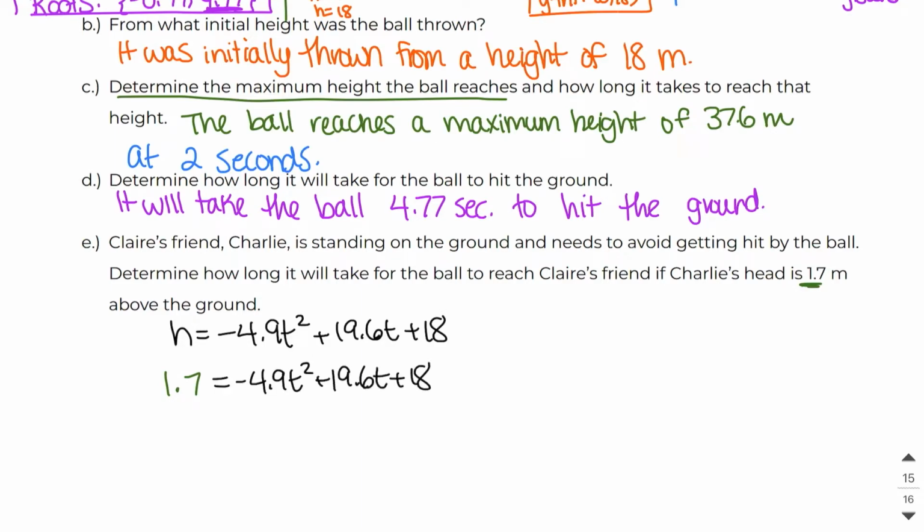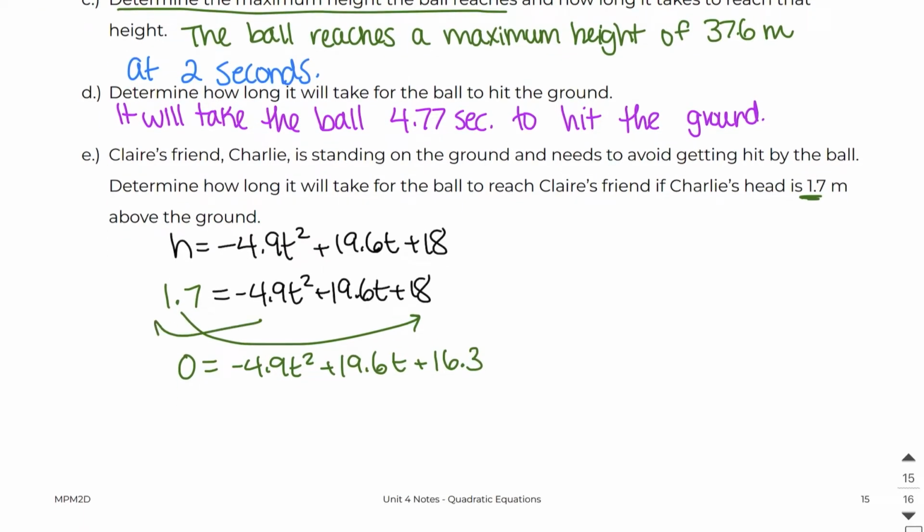But in order for me to be able to solve this, I need to move everything over to one side. So I end up getting 0 equals negative 4.9 t squared plus 19.6 t plus 16.3. Or if you wanted to, you could have moved everything else over so that way you wouldn't have had a negative leading coefficient. It's totally up to you. But now I have a quadratic equation that I can solve by either completing the square, quadratic formula, or factoring.